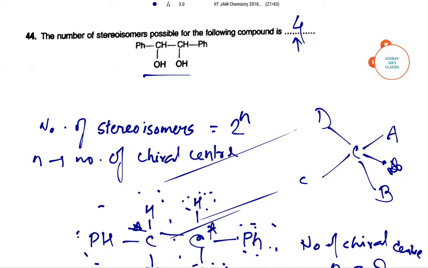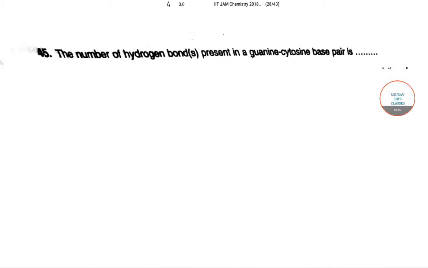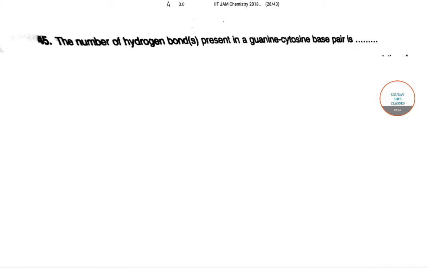Moving on to the next question, we have question number 45. The number of hydrogen bonds present in a guanine cytosine base pair is, and we have to say the number of hydrogen bonds present in this guanine cytosine base pair.